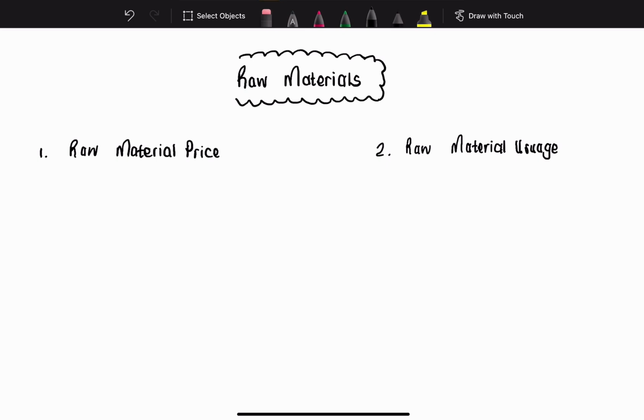Today we are touching on an accounting management question, specifically raw material variances. On our left hand side, we've got our raw material price variance, and on our right hand side, we'll go into our raw material usage variance. So, what is our raw material price variance?